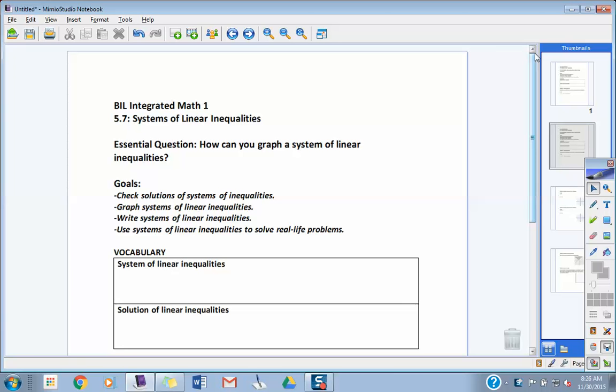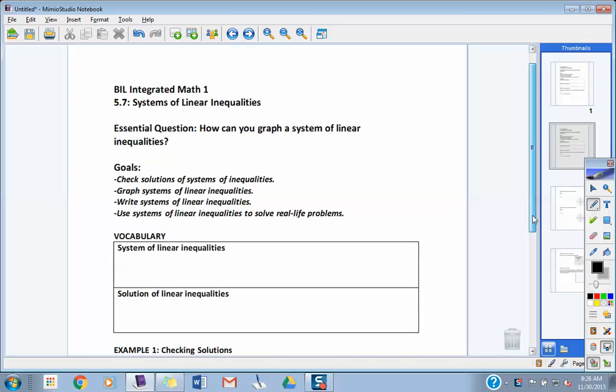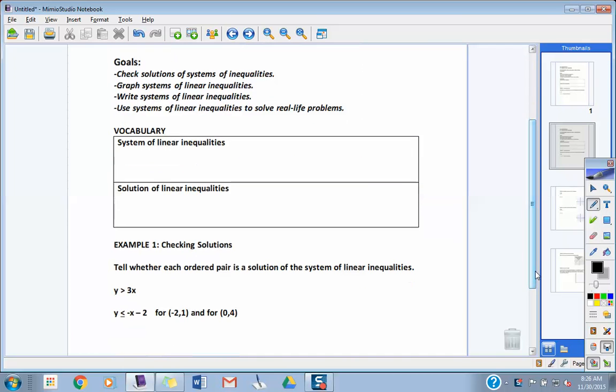Now, today what we're going to start looking at is called systems of linear inequalities. And what we want to ask ourselves is, how can you graph a system of linear inequalities? Basically, two inequalities. So our goals for the day are to check solutions of systems of inequalities. I'll show you what that looks like. We're going to graph the systems of linear inequalities. We're going to write some systems of linear inequalities, and we're going to use those to solve some real-life problems.